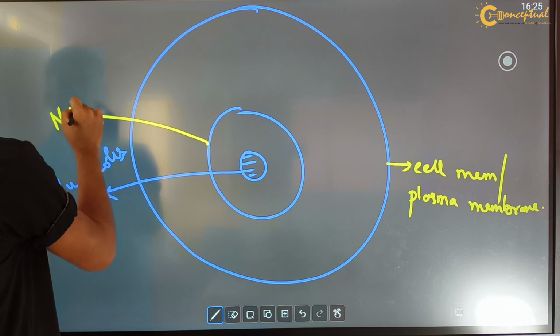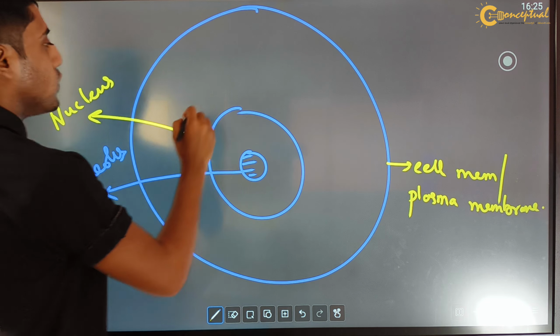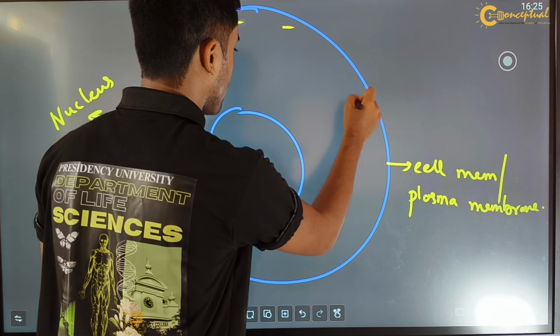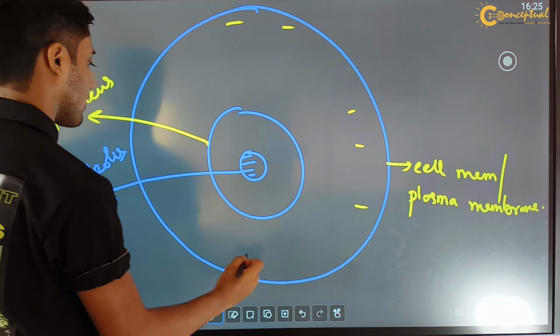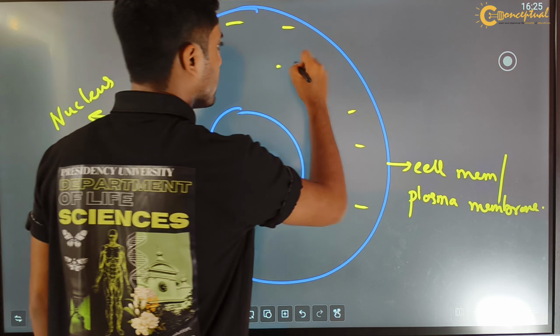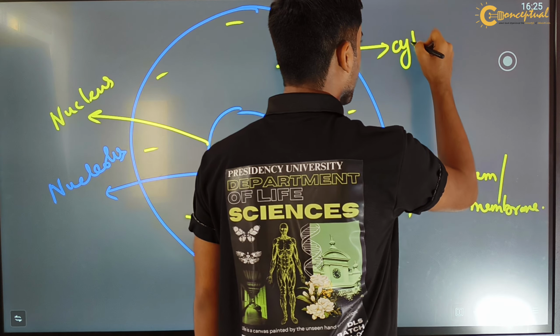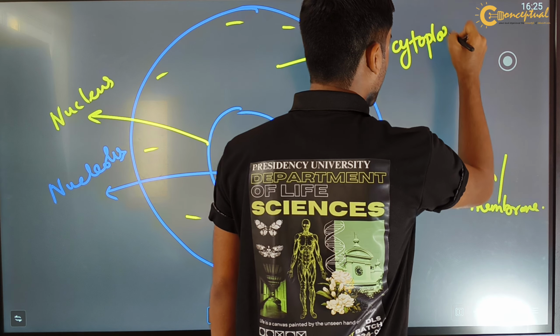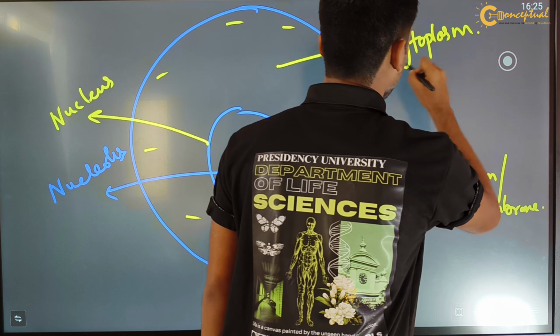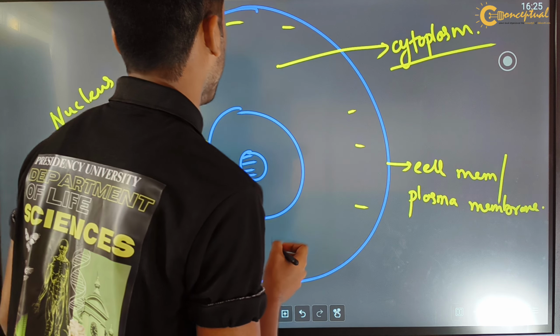And the nucleus. The fluid matrix present inside of the cell is known as cytoplasm, which is the arena of all major cellular activities.